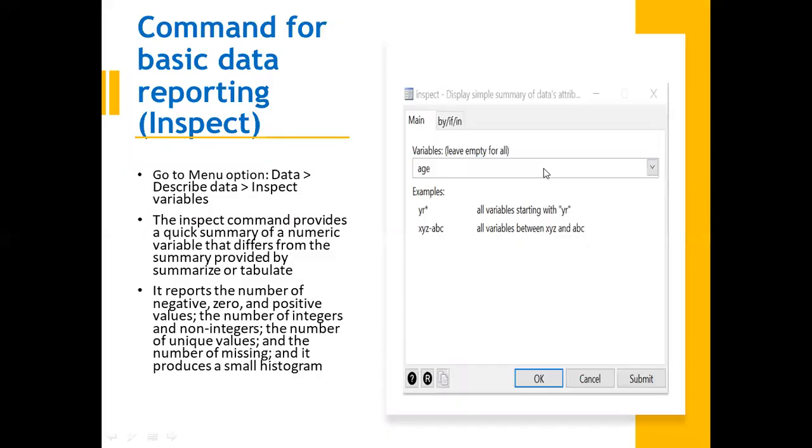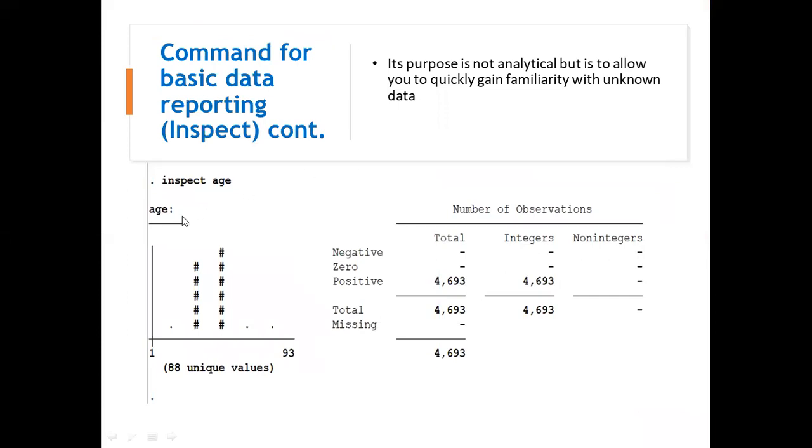All right. If you do not want to go through the menu and dialog boxes, type in inspect space age on your command line, and you are going to see what we have here in the result window. This is inspecting age: number of observations, totals that are negative, zero, positive, missing data, numbers that are integers, numbers that are not integers.